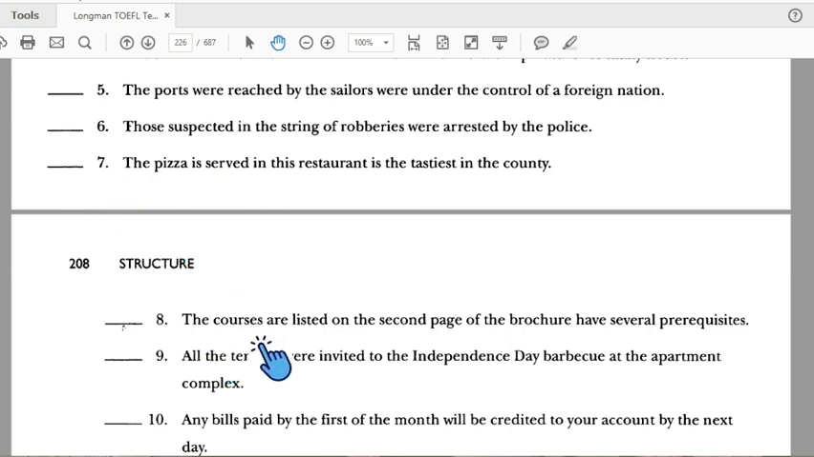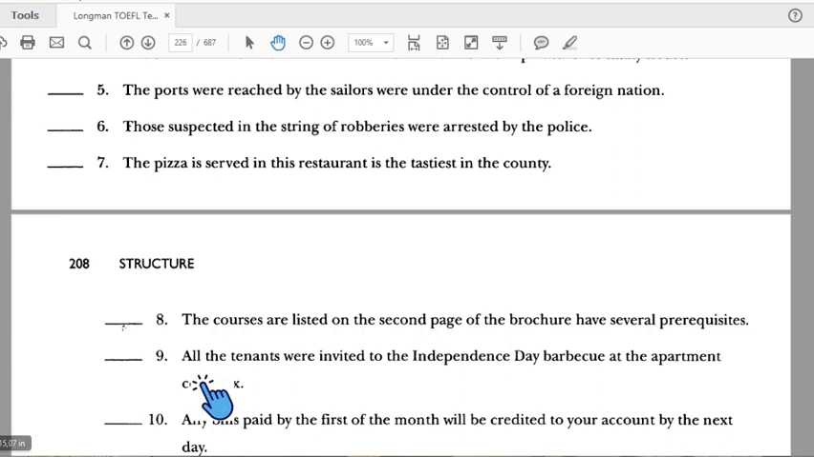Number 8. The clues are listed on the second page of the verse have. There is a verb here and there is a verb here too, so this sentence is totally incorrect. So we have to erase here. This is the subject, this is the verb.